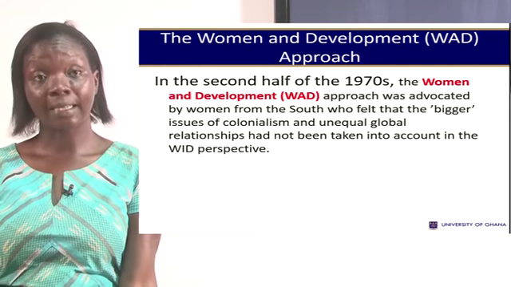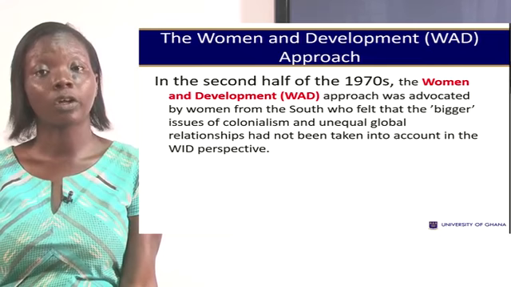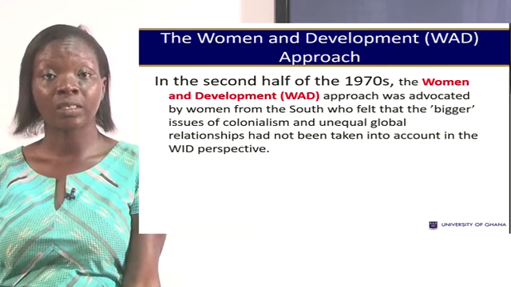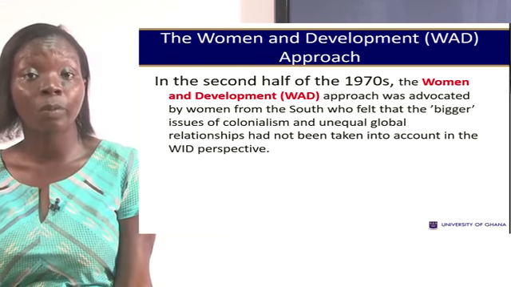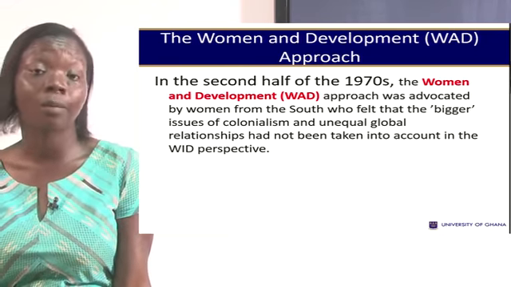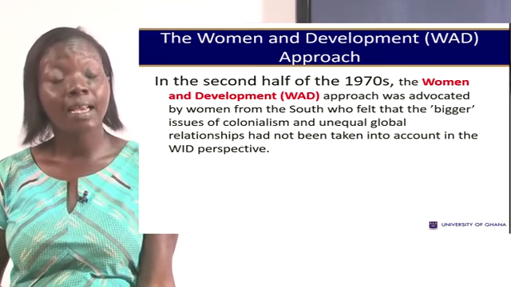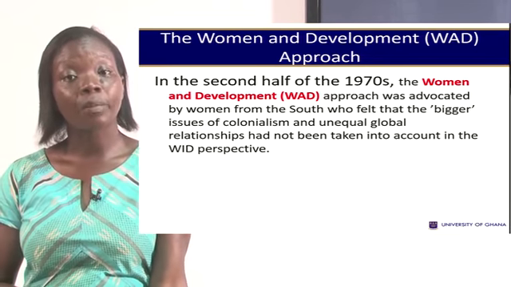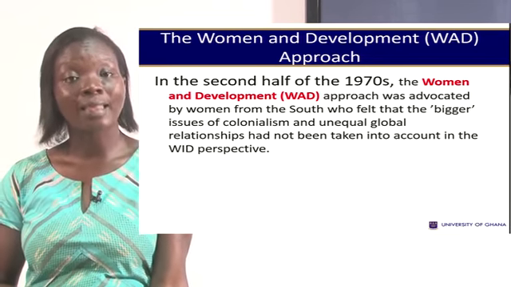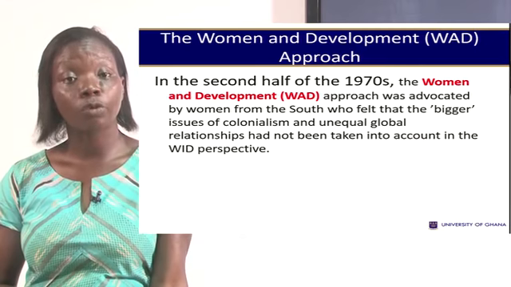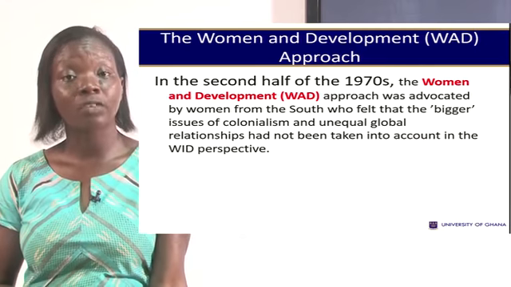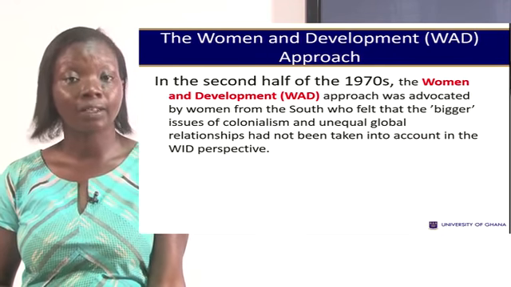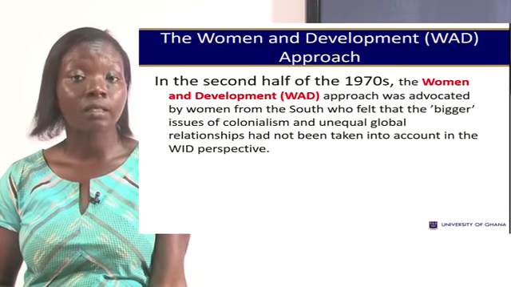Now, in the second half of the 1970s, a new approach developed known as the WAD approach, the Women and Development approach. The WID approach was developed in the early 1970s by women from the West, Europeans, Americans, Scandinavians. In the second half of the 1970s, women from the non-West, so Africa, Latin America, Asia, began to advocate that the issues that the WID perspective dealt with ignored the bigger issues of colonialism and unequal global relationships, that it was important to take these into account as well.